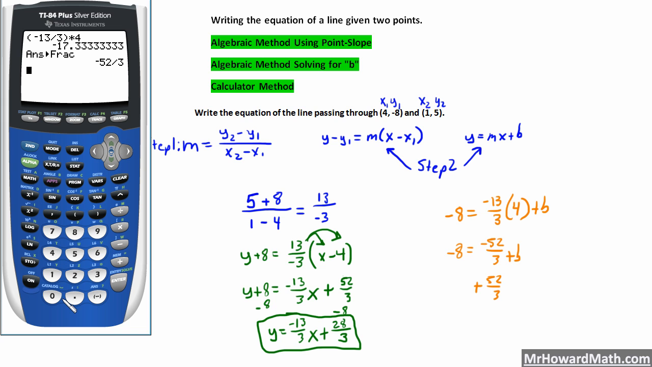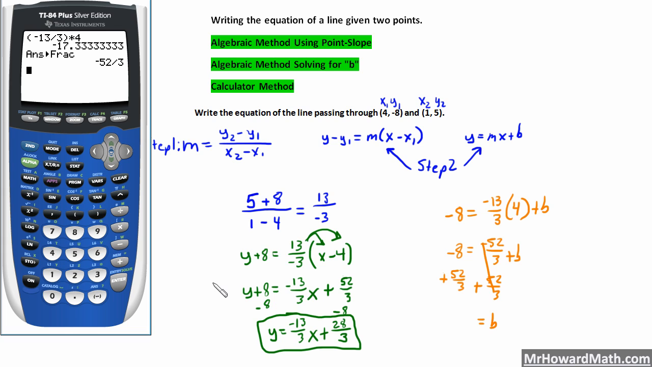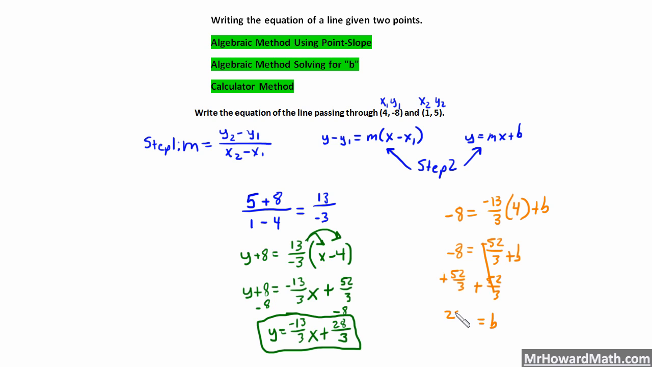So let's come back over here, and we will have negative 8 plus 52 over 3. And let me put my plus 52 over 3 over here as well. These two strike out, and we're left with b equals negative 8 plus 52 over 3. Oops, it's negative 8, sorry, negative 8 plus 52 over 3. Remember, fractions always go in parentheses in our calculator. So that gives us 9 1/3, math, enter. That's 28 over 3, so b equals 28 over 3.